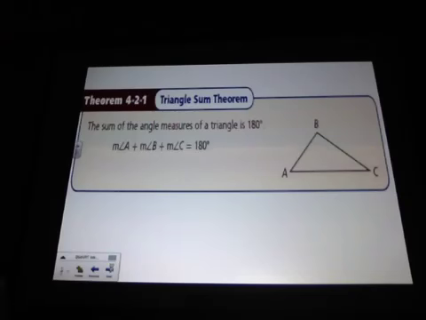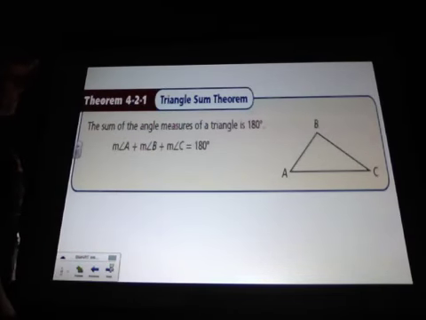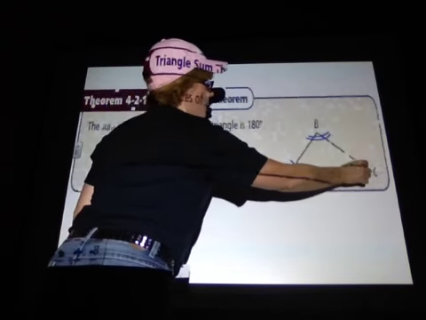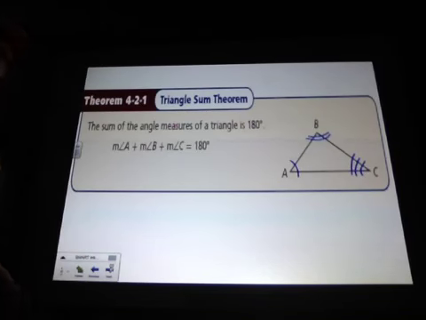The triangle sum theorem lets you know that the three angles of a triangle, angle A, angle B, and angle C, when you take the sum of those three angles, they equal 180 degrees. So it doesn't matter what type of triangle you have, when you add all three angles, you're going to get 180 degrees.